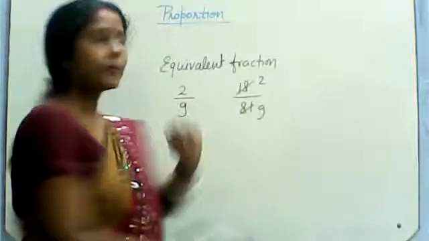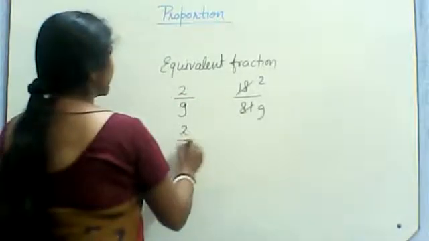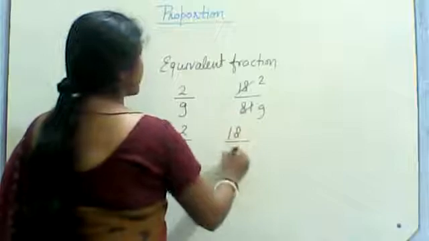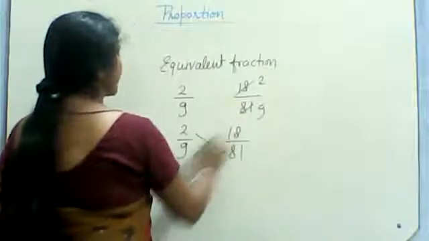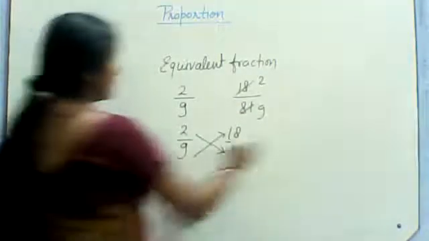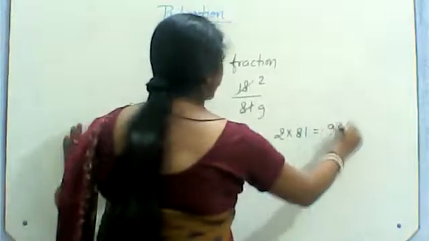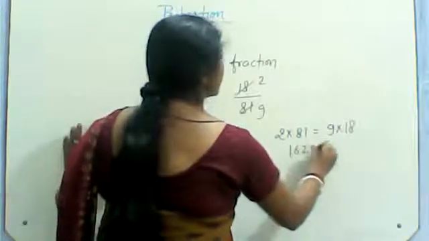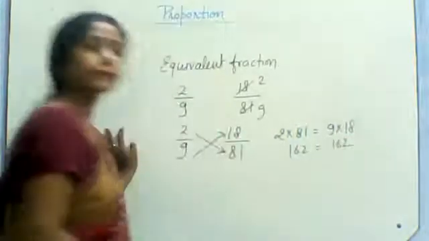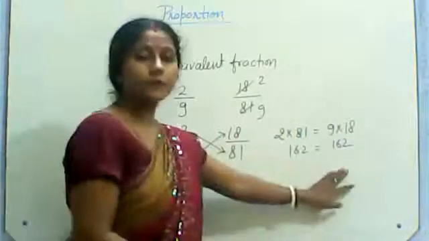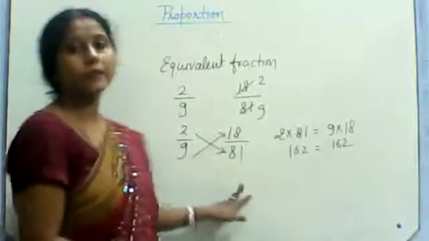And one more method was there, 2 by 9 and 18 by 81. You do cross multiplication. So 2 into 81 is equal to 9 into 18. This is 162. This is also 162. So when these both terms are equal, we say these both are equivalent.